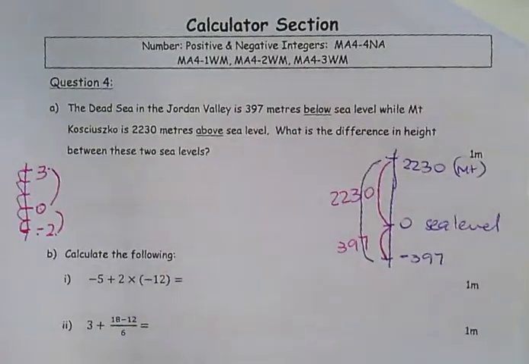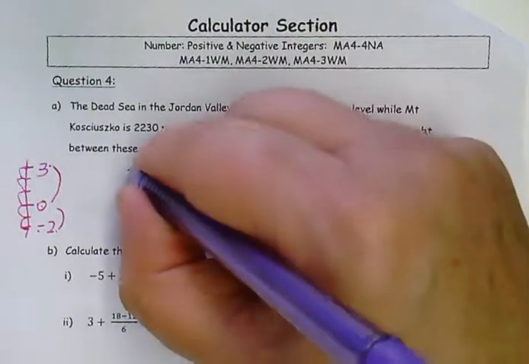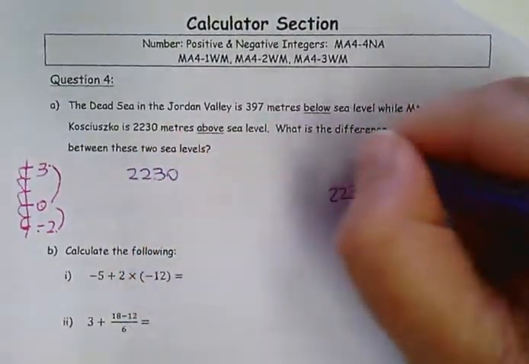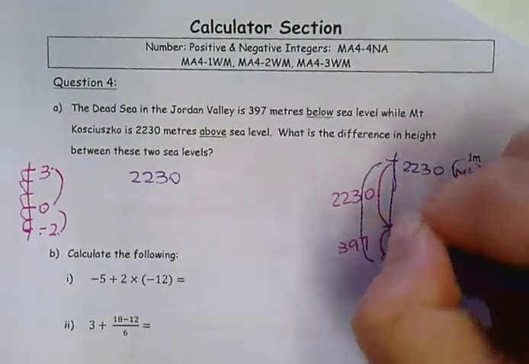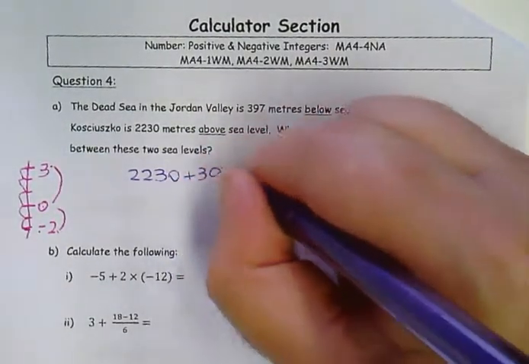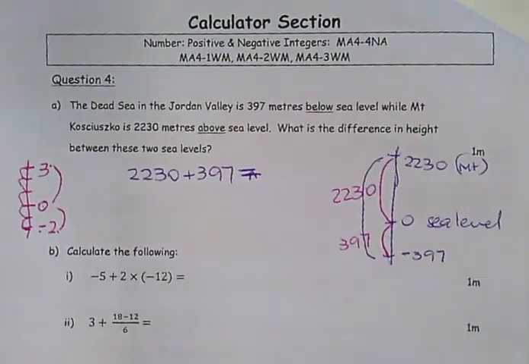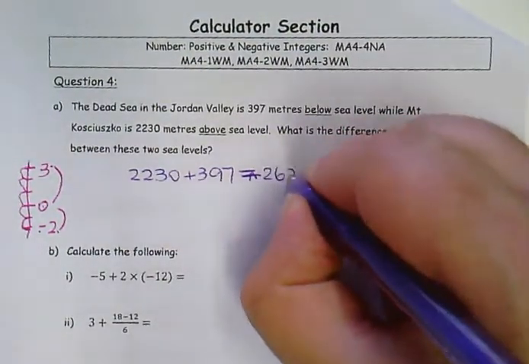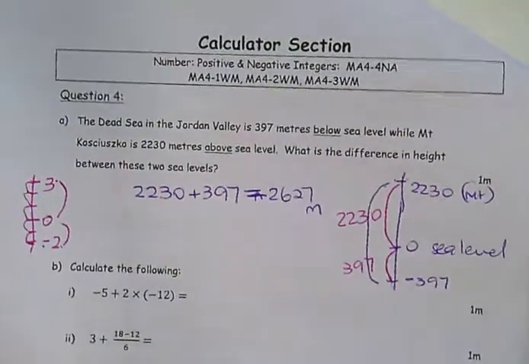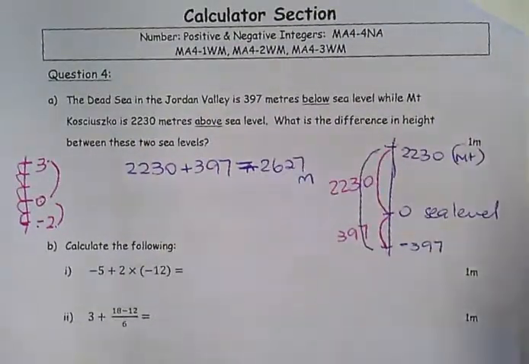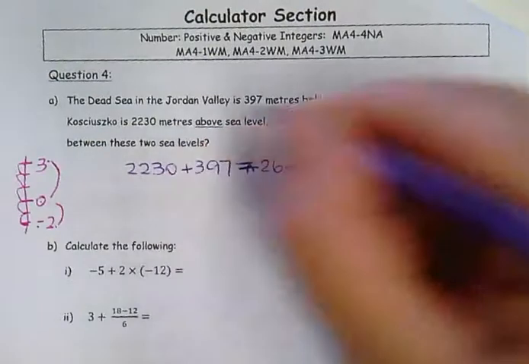So what I have to do with these numbers, 2,230 and 397, is add them together. 2,230 is that distance and 397 meters is that distance. And so therefore the difference in levels, the difference in height between these two things, is 2,627 meters.